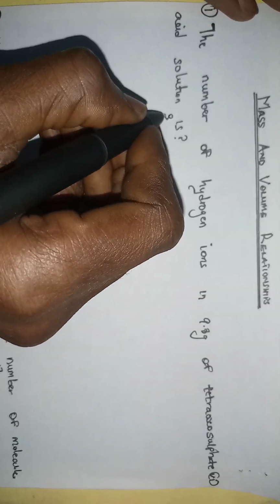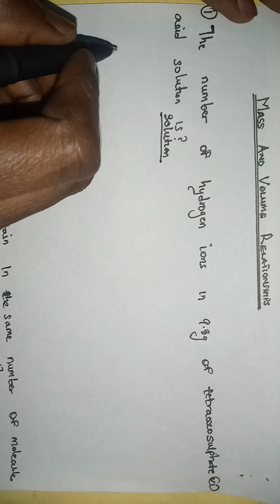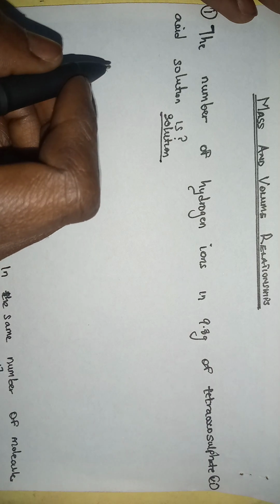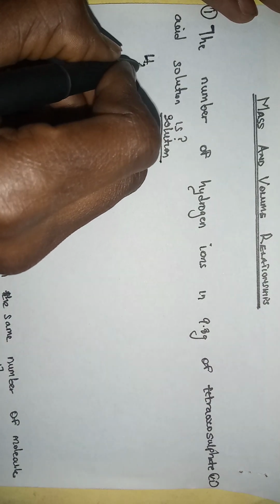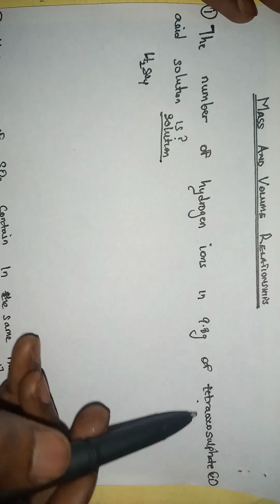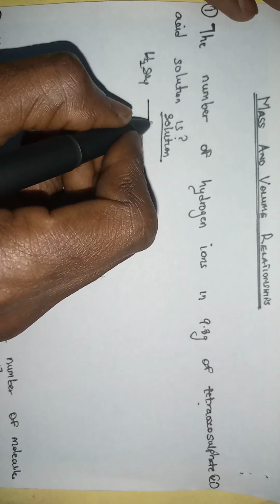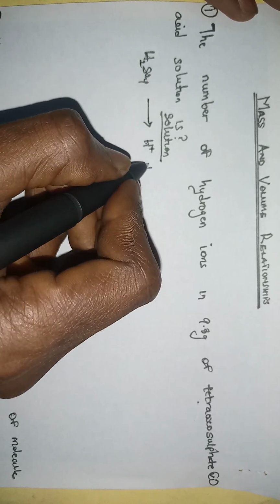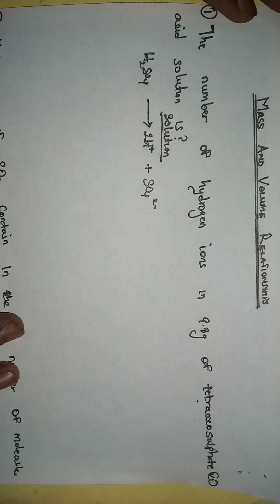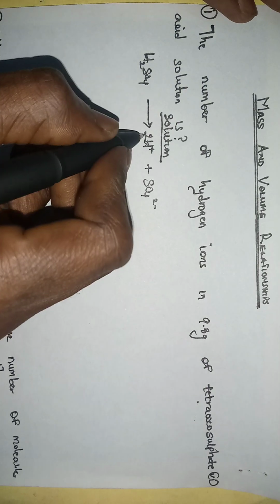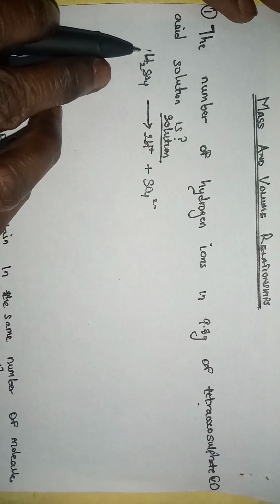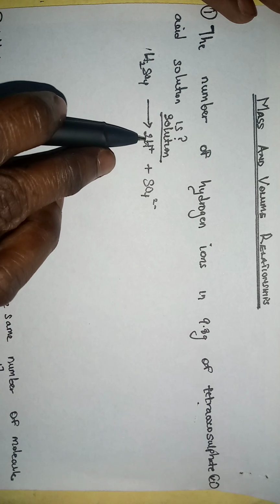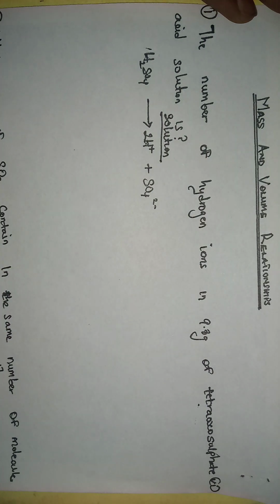So the first thing you need to do is to write the equation. Solution. Let's copy the chemical reaction because we are to find the hydrogen ion. So we have H2SO4, that is the tetraoxosulphate-6 acid. It will dissociate into 2H+ plus SO4 2-. We add 2 here in order to balance the reaction. After that, we have 2 mole of hydrogen ion, 1 mole of H2SO4 and 1 mole of SO4. So we are looking for 2 mole of hydrogen ion.